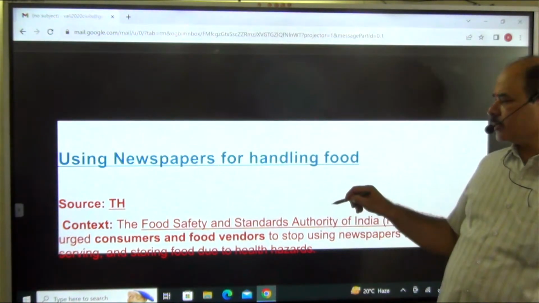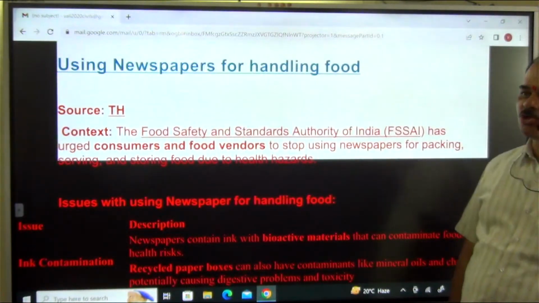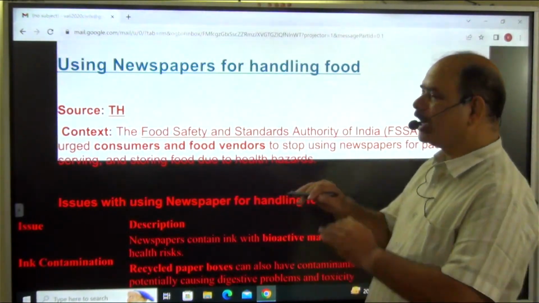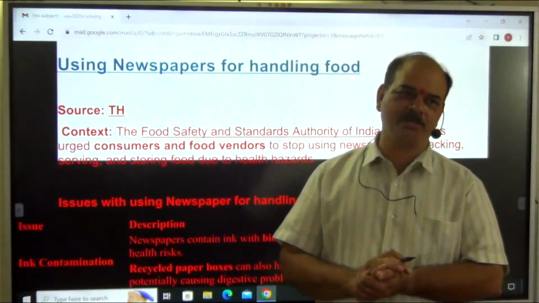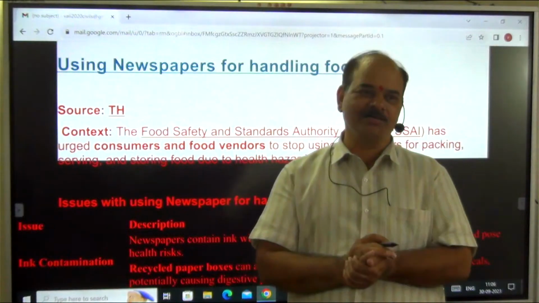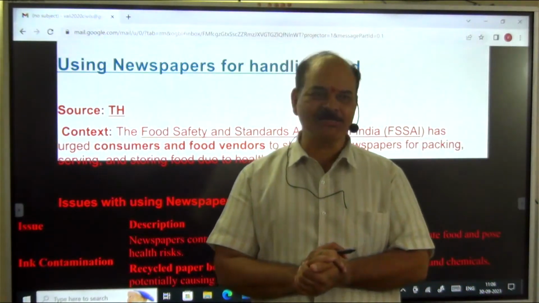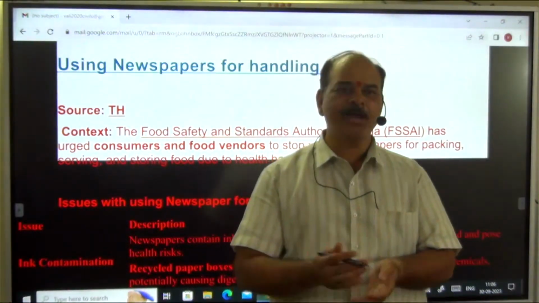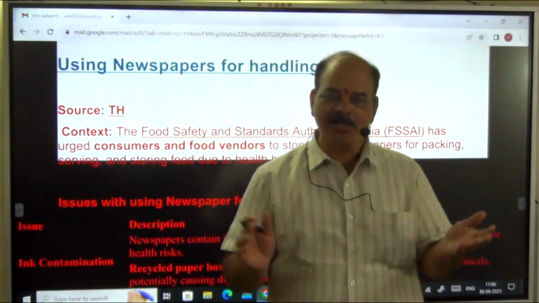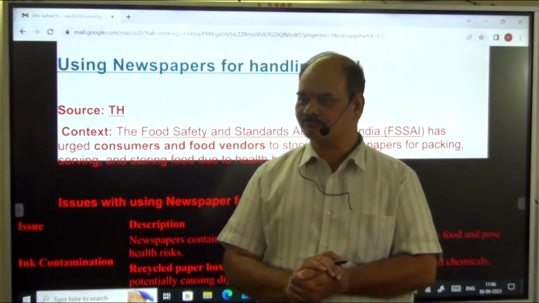Now, the Food Safety and Standards Authority of India has urged consumers and food vendors not to wrap idli, vada, dosas in newspaper, because the ink and newsprint contain a lot of chemicals. Automatically, they will be transferred to the foodstuffs, and it is consumed by human beings. It is not good for your health. It is a warning given by the authority.